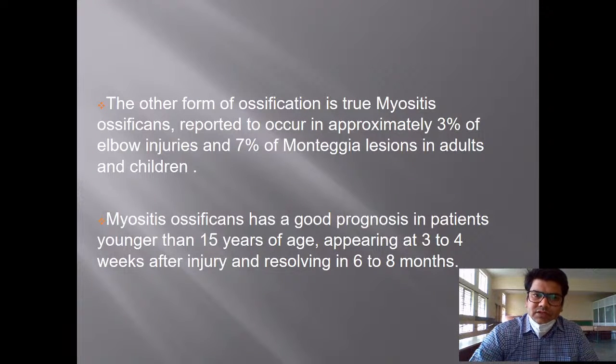Another form of ossification is true myositis ossificans, which occurs in approximately 3% of elbow injuries and 7% of Monteggia lesions in children. Myositis ossificans has a good prognosis in patients younger than 15 years, appearing 3 to 4 weeks after injury and resolving in 6 to 8 months.